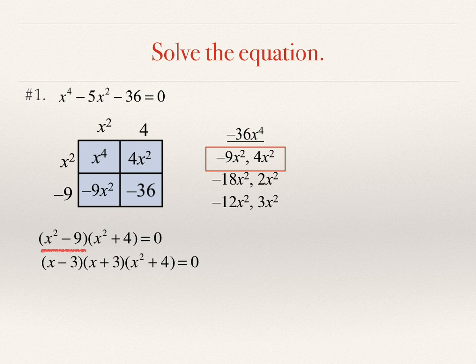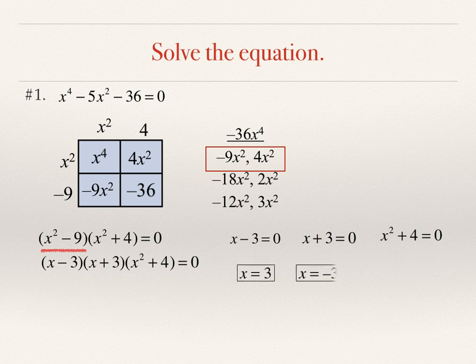And at this point, we're going to apply the zero product property and set each factor equal to 0. The first equation, we get x equals 3 as one of the solutions or one of the roots. We get x equals negative 3. But this other equation, we know that any number squared is positive, and a positive number, or 0, plus 4 will never equal 0. So when we go to solve this, we're not going to get a real solution.